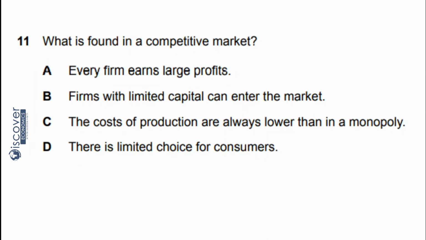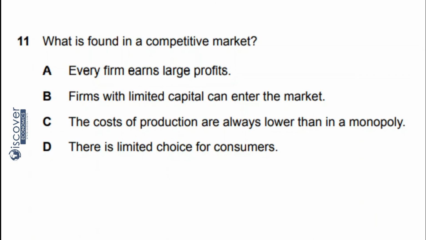B. Firms with limited capital can enter the market. So this is not going to happen. That firm only with limited capital is coming. No, anyone can come. So C. The cost of production are always lower than in monopoly. Now see, you are not going to do a comparison with monopoly market and with competitive market. This could be also not the answer. D. There is limited choice for consumer, like consumers are going to have a limited choice. No, this is also not happening.